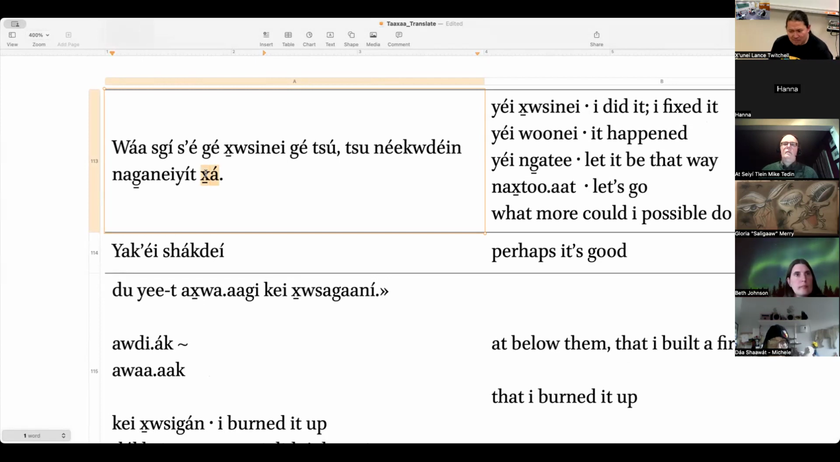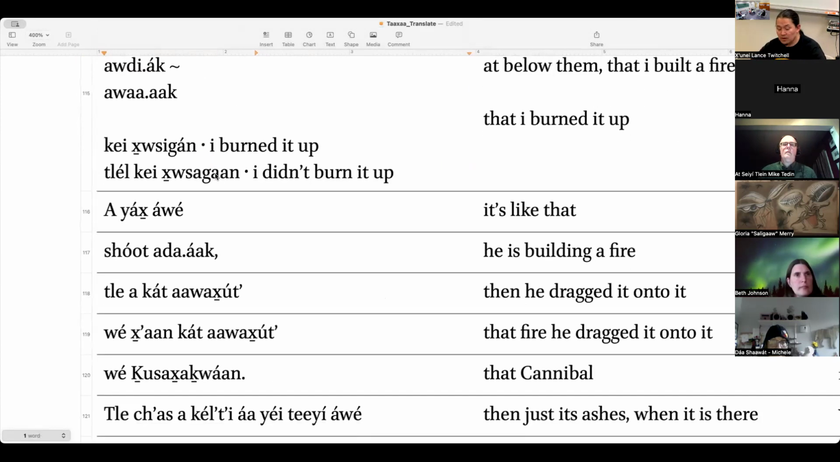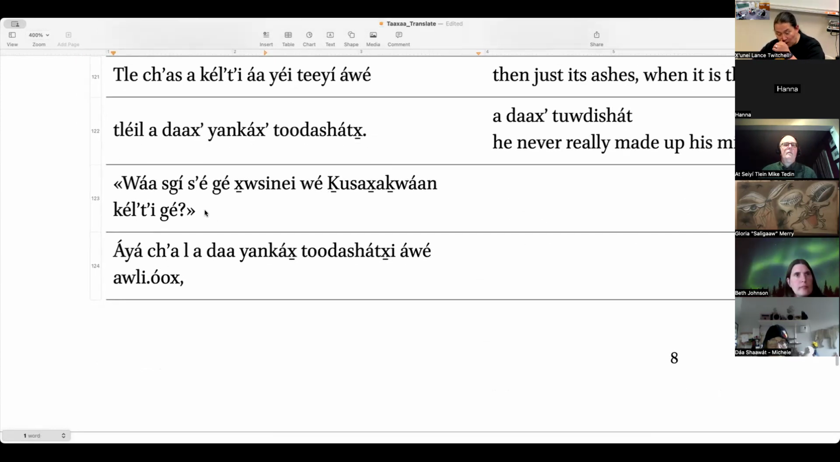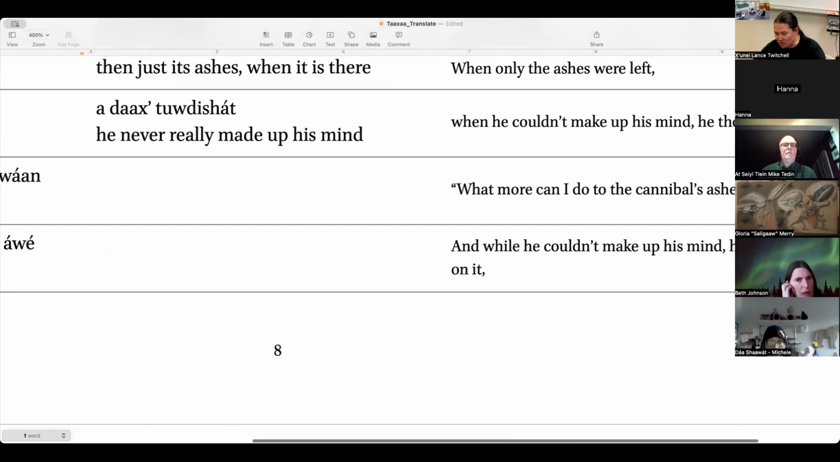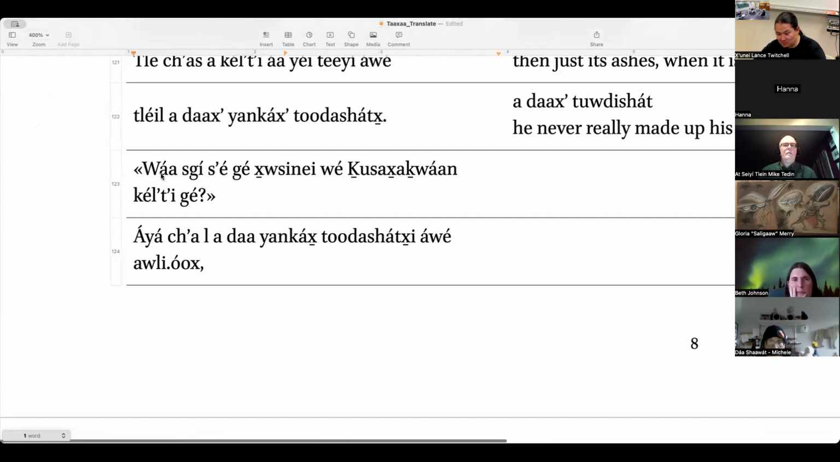It puts emphasis onto something. Yikecha, it's good, you see. So here, what else could I do first? Could I also do, right, to these ashes? So we go, what more can I do to the cannibal's ashes? Where does the else come in? Say it again. Where does the else come in? What else can I do?